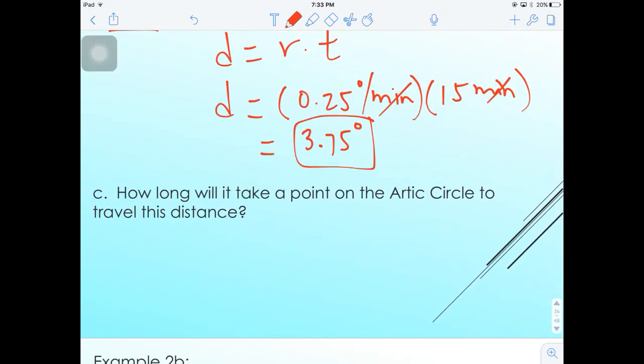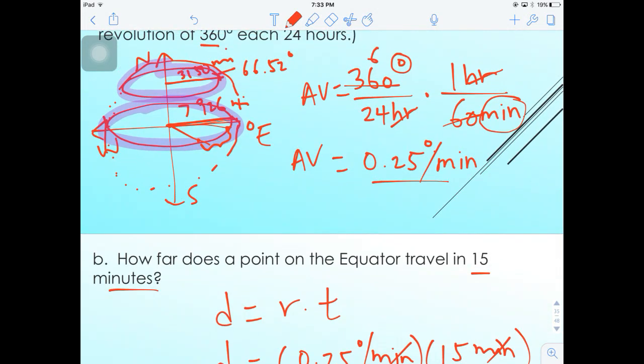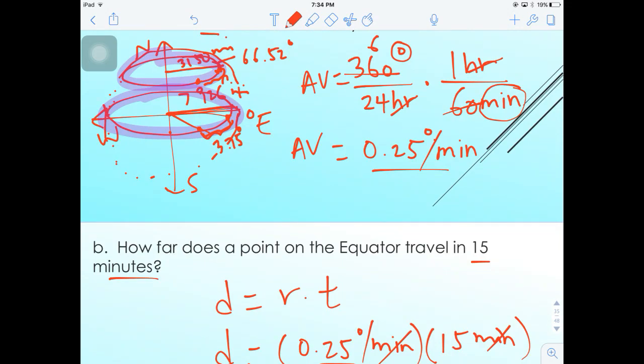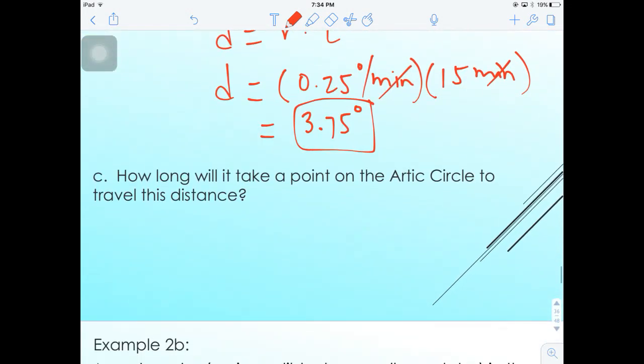And part C says, how long will it take a point on the Arctic Circle to travel this distance? So we know that if we follow the equator for 15 minutes, let's assume that from here to here is 15 minutes we traveled, and that is 3.75 degrees. Well, how long is it going to take to travel that on the Arctic Circle? Basically, how many degrees is it going to be there, and how long will it take? Instead of 15 minutes, how many minutes is it going to travel on the Arctic Circle?